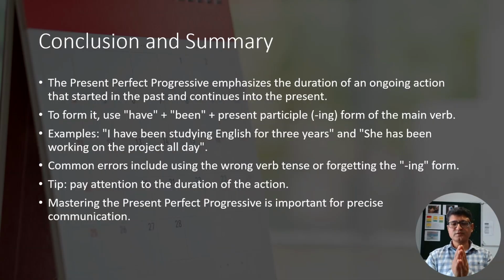Now, what we have learned today, let's wrap up. Present perfect progressive tense emphasizes the duration of an ongoing action that started in the past and continues into the present. Then it's used by using have or has, then been, and then the ing form of the verb. Let's look at these examples. I have been studying English for 3 years. And she has been working on the project all day, right?